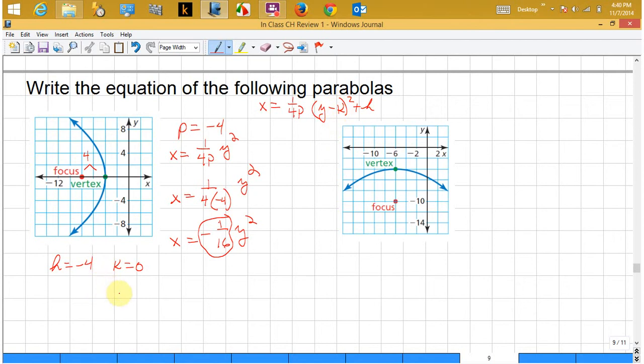So we would have x is equal to 1 all over 16, and then we would have y, and the k value is 0, plus h. Now, since there isn't any k shift, we don't have to have this part in parentheses, so x is equal to 1/16 y squared minus 4.